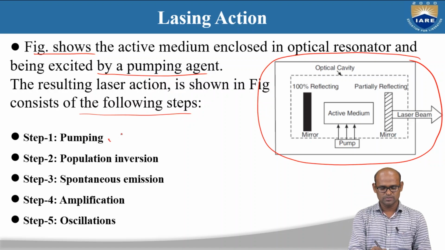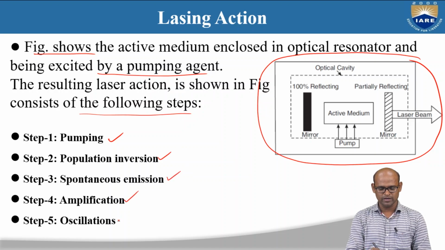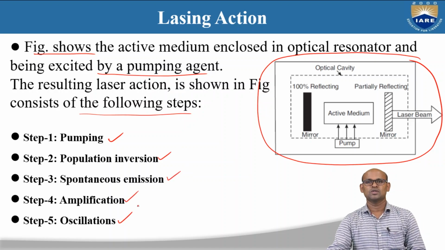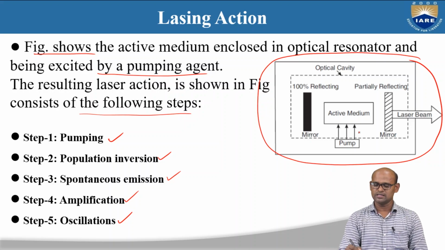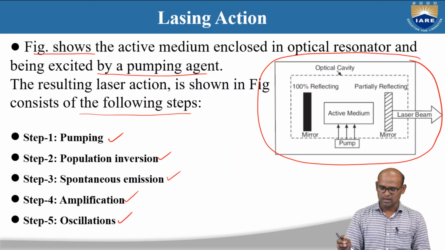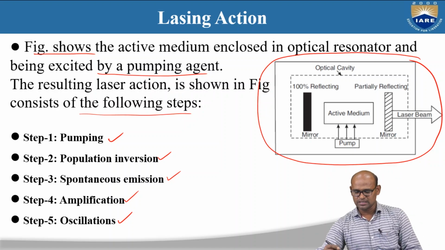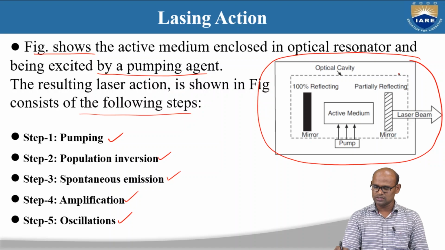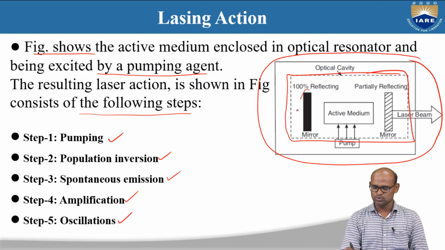The first step is pumping, the second step is population inversion, then spontaneous emission, amplification, and oscillations. So these are the 5 steps that occur inside this experimental setup, and we get the laser beam as output at the end of the 5th step. So what is there in this experimental setup? For example, this is the optical cavity. The optical cavity basically contains 2 mirrors.